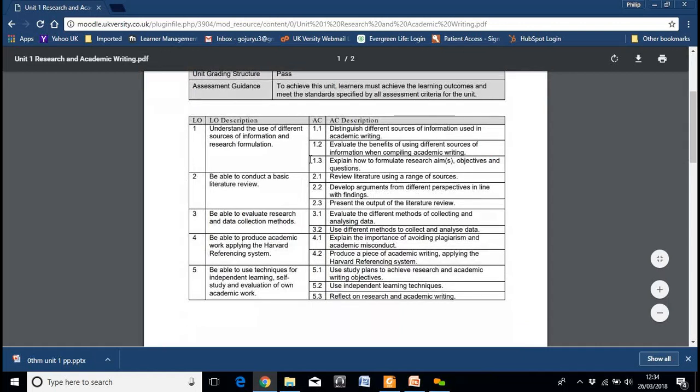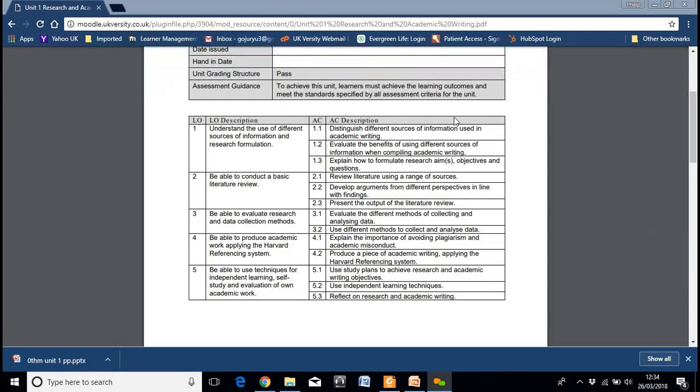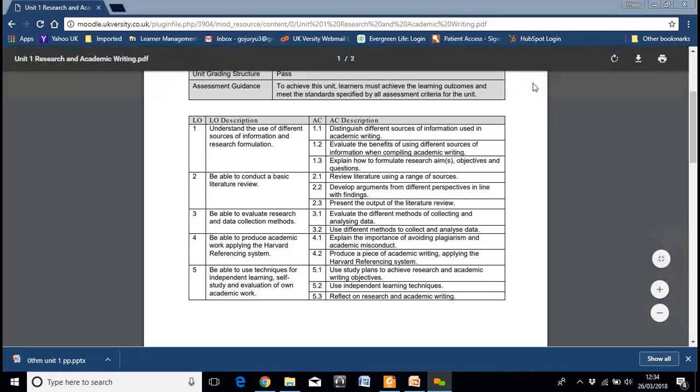There are 3 assessment criteria to this, and that is to distinguish the different sources of information used in academic writing, evaluate the benefits of using different resources, and also explain how to formulate research aims, objectives, and questions.